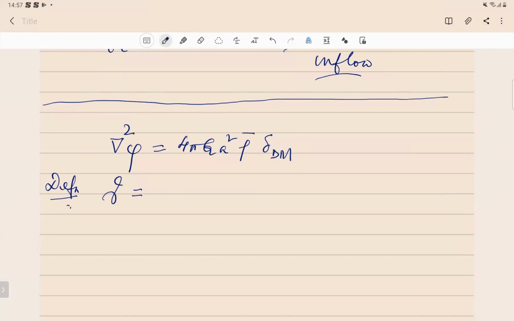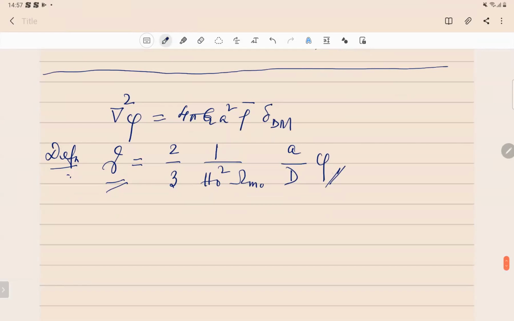So xi can be defined as 2/3 times 1 over H naught squared omega m0 a, times the growing mode delta. Sorry, let me introduce this, we are using this symbol, so this is the phi. So we have just used a new variable, which is just related to this gravitational potential. Please remember, this is a fluctuation in the gravitational potential, and we have just defined it. So now this quantity itself is supposed to be something which depends on everything.